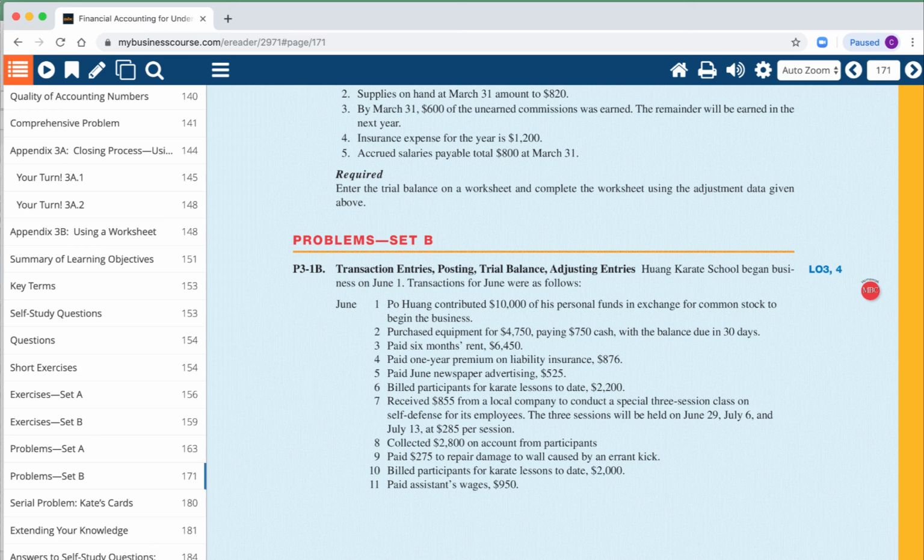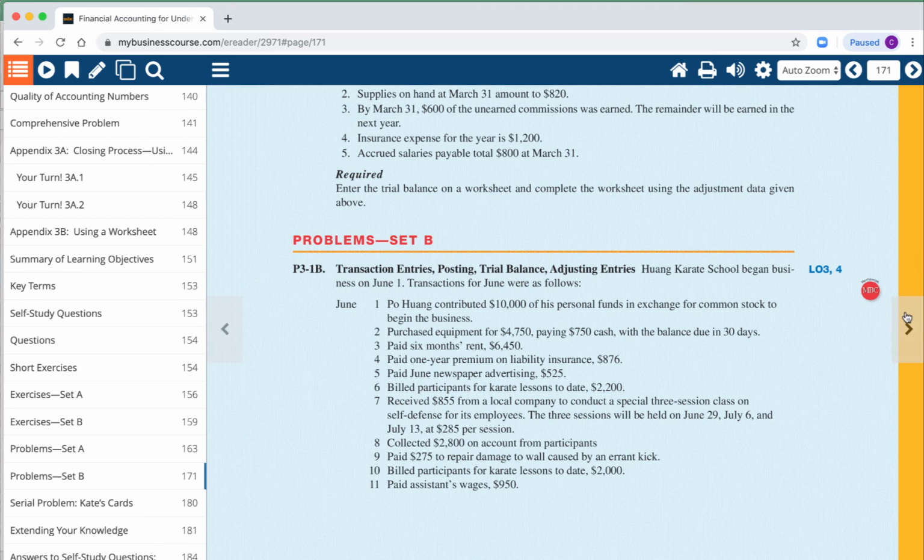So in your homework, you have to do problem 3-1A and problem 3-6A. Well, as we know, the book has B problems, so guess what I'm going to do? I'm going to do problem 3-1B. It's asking for transaction entries, posting, trial balance, and the adjusting entries, okay? So I'm going to walk through this entire problem. Hopefully it's going to set you up for success for when you do your problem.